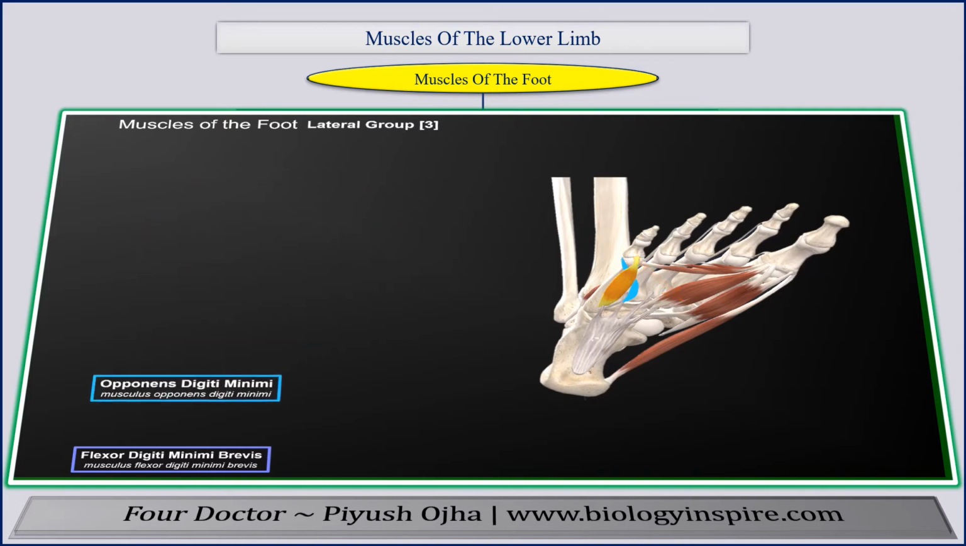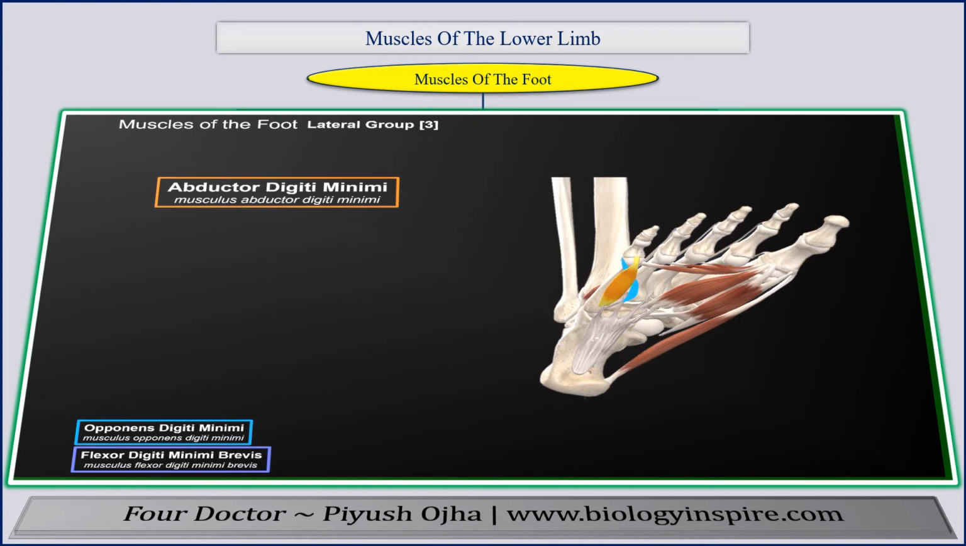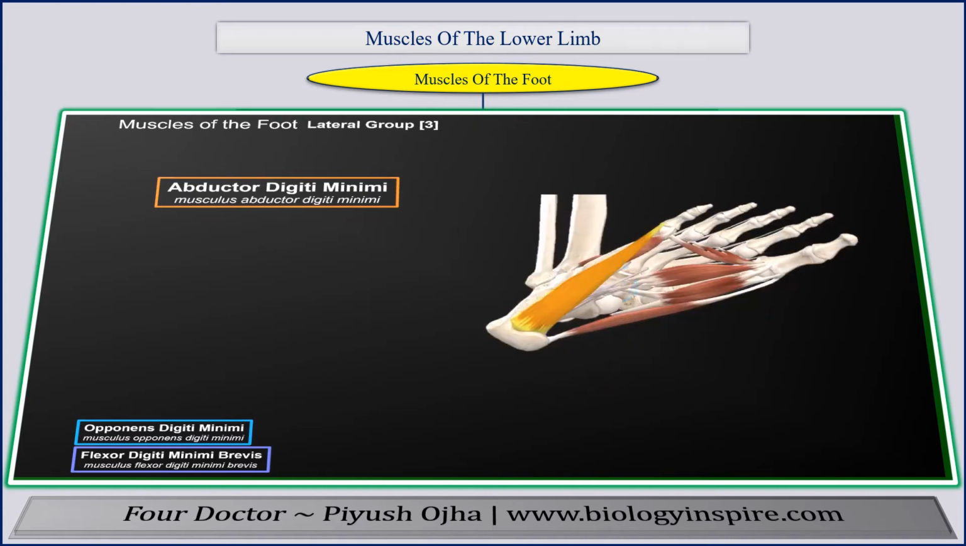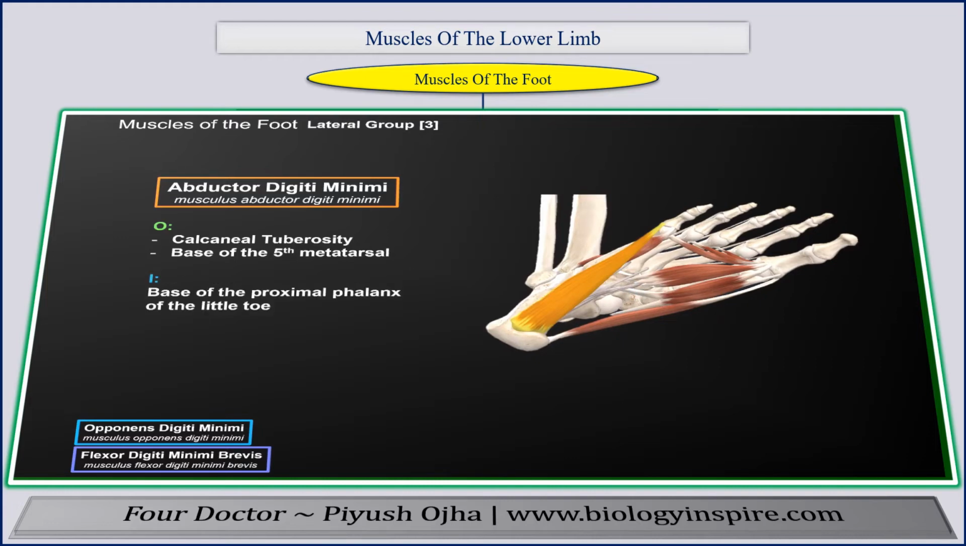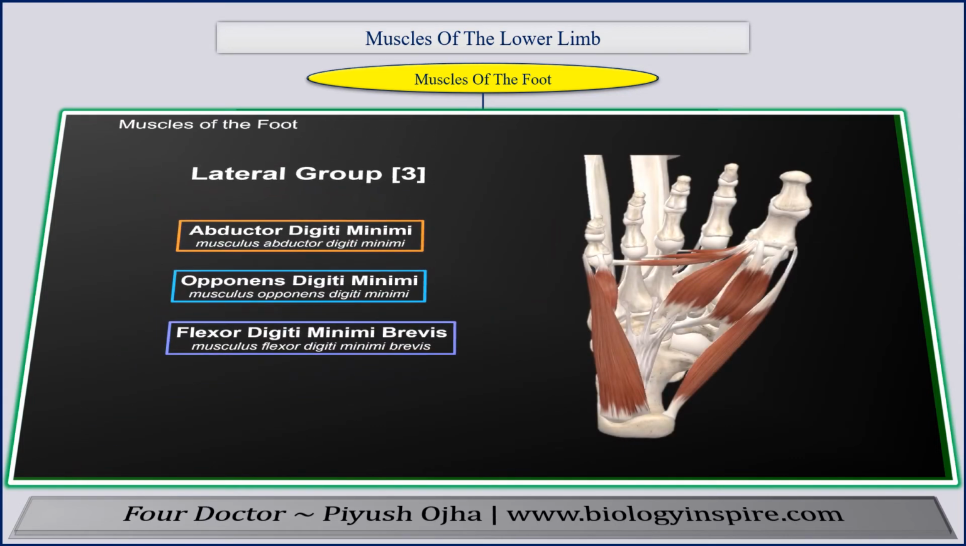So that's this one. The last one of this group is the abductor digiti minimi, which is this large muscle here. It originates from the calcaneal tuberosity and at the base of the fifth metatarsal bone, and then it inserts at the base of the proximal phalanx of the little toe, and its function is abduction and flexion of the little toe. So that was the lateral group of the foot.